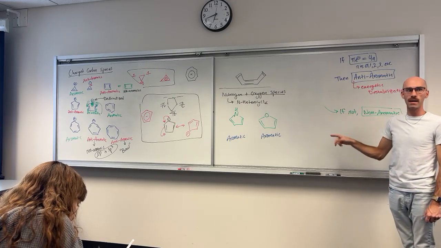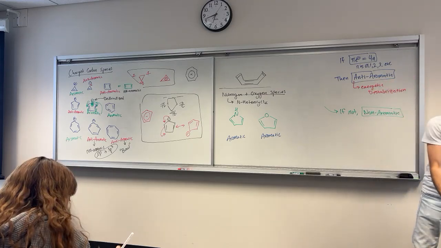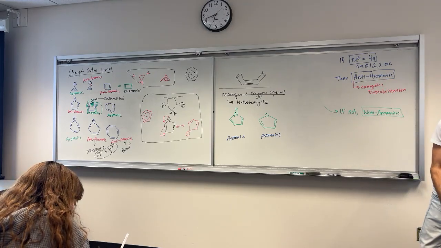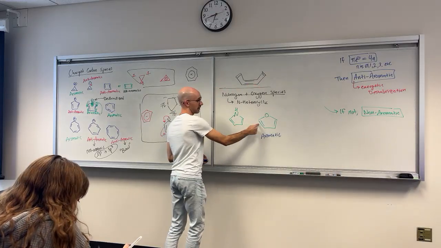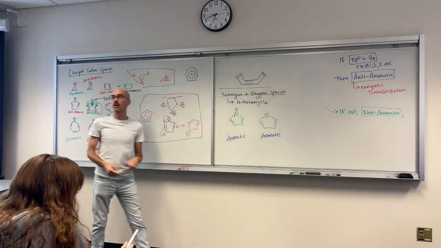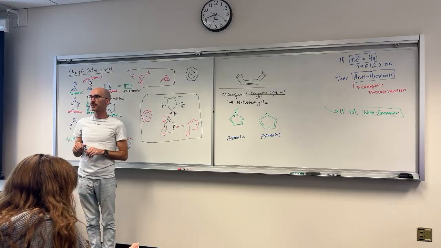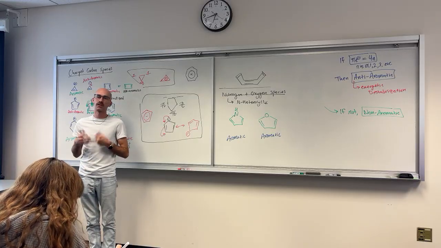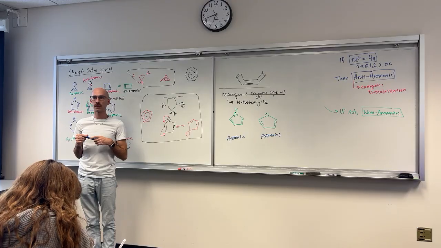If these are aromatic compounds, what does that mean about the number of pi electrons present? There must be 6. It can't just be these 4 pi electrons, because that would make it anti-aromatic. Where does the last set come from? Lone pairs.